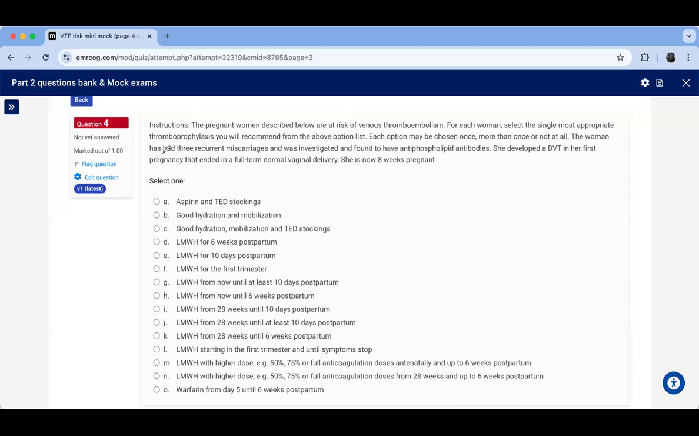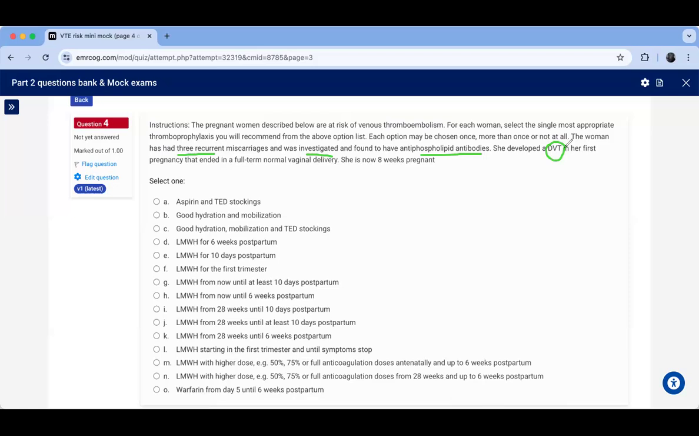Okay, so the woman has had three recurrent miscarriages. This is a bad obstetric history, investigated and found to have antiphospholipid antibodies. So the lady has the syndrome here, okay? This is considered high risk, or very high risk. What do you think? She developed a DVT also, okay?